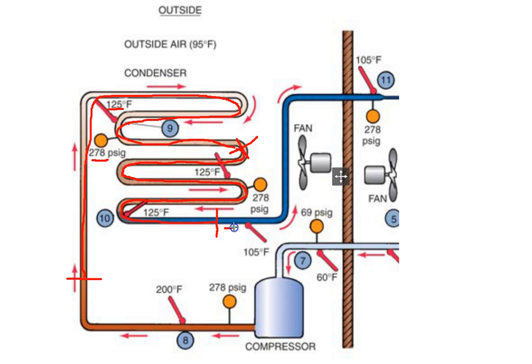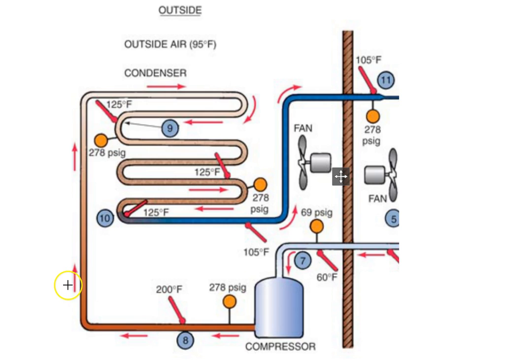And this is where our sensible heat, our measurable heat, comes in. We further cool this liquid refrigerant down from 125 degrees to 105 degrees Fahrenheit, so we have a solid column of subcooled liquid when we hit the metering device.